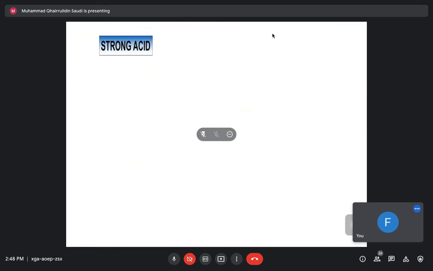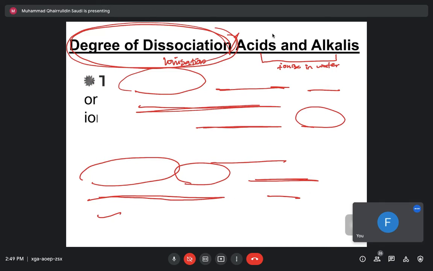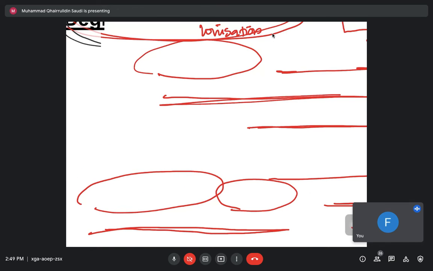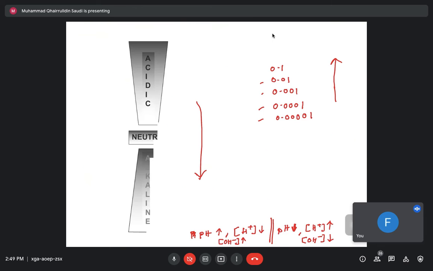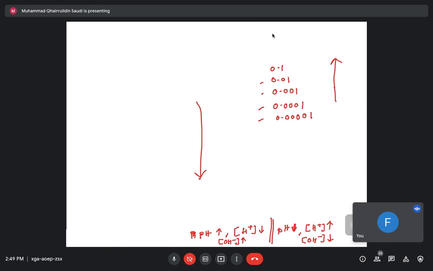Tapi saya rasa kita tak dapat masuklah strong acid, strong alkali. Saya tak nak tambah lagi sebab masa tak sempat untuk saya habiskan nanti. So, saya rasa saya akan sambung strength of acid and alkali next class. Saya nak lebih fahamkan awak kepada pH tadi balik. Okay, kita patah balik pH, nak bagi betul-betul faham pH tadi.